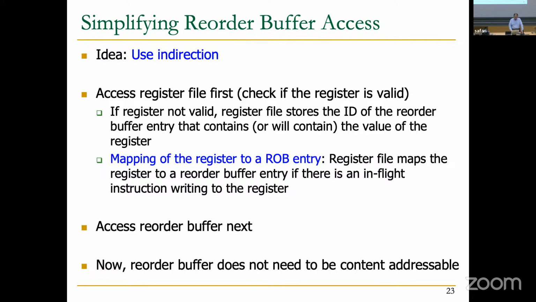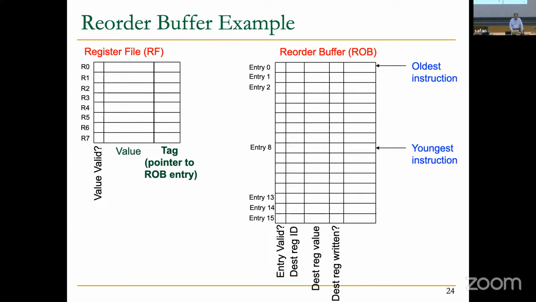So we access the reorder buffer next, and the reorder buffer does not need to be content addressable, as I said. Okay, so the register file now needs to store a tag, which is a pointer to the ROB entry. In this architecture with a reorder buffer, we also need to add this tag entry to the register file, which is the pointer to the ROB entry that has or will have the result of that instruction.